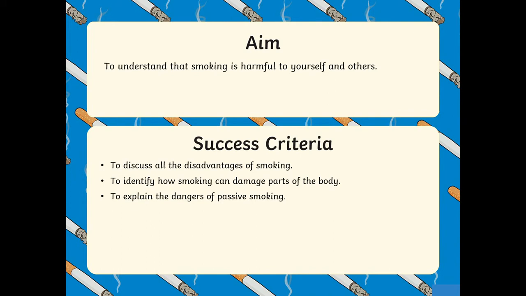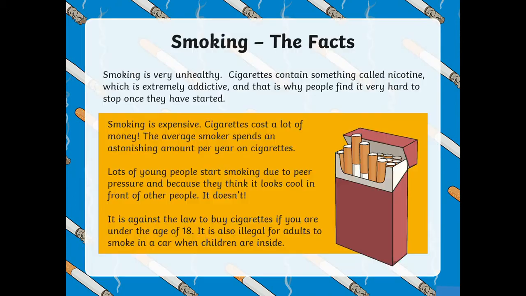So the aim of this lesson is we really want you to understand that smoking is harmful, why it's harmful, and how it affects yourself and others. And the success criteria is here to discuss the disadvantages of smoking, to explain how smoking can damage parts of the body, and to explain to you also the dangers of passive smoking, where you're not smoking yourself, but where you're in contact with cigarette smoke.